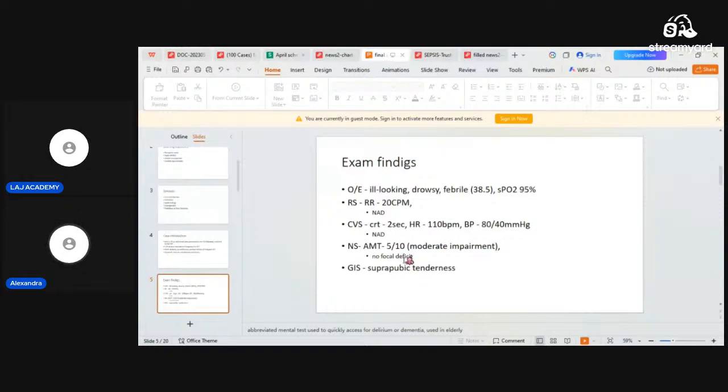It assesses a couple of parameters like the patient's orientation, including being able to say her own name, say her age, being able to identify two people, for instance, a doctor and a nurse, being able to tell where the person is and being able to count backwards. So this patient had a score of 5 out of 10, which is moderate impairment. No focal neurological deficit was detected. On the examination of the GI system, there was suprapubic tenderness for this patient.